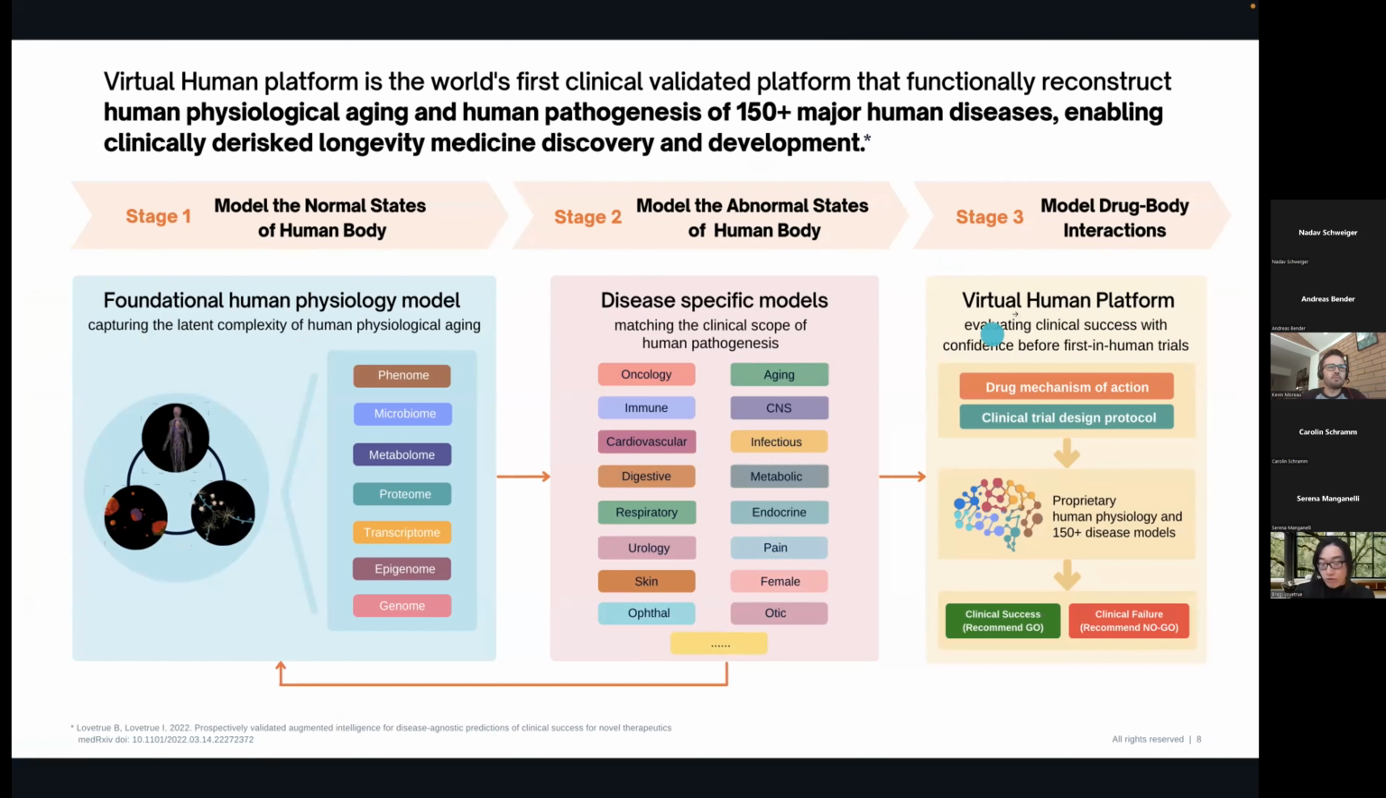And this platform enables us to simulate drug-body interactions in a highly precise way, such that we just need to take into account two types of inputs. The first is a drug mechanism of action input, which has 3 parameters: the drug target modulation, the drug modality, and the drug delivery mechanism. Another group of input is the clinical trial design protocols, including the inclusion-exclusion criteria, the primary endpoint choices, control group designs, and indications.